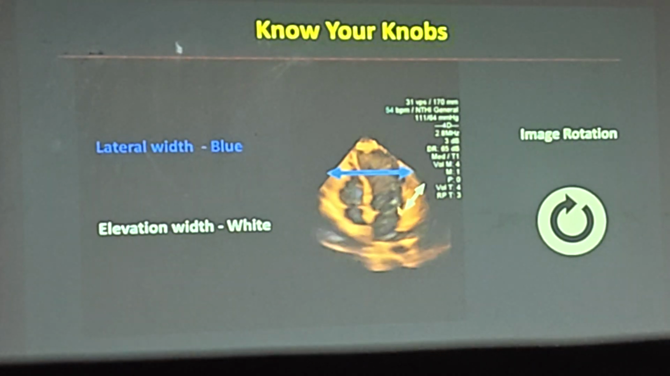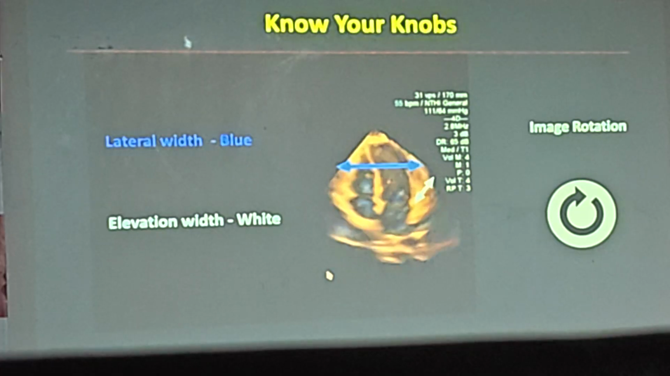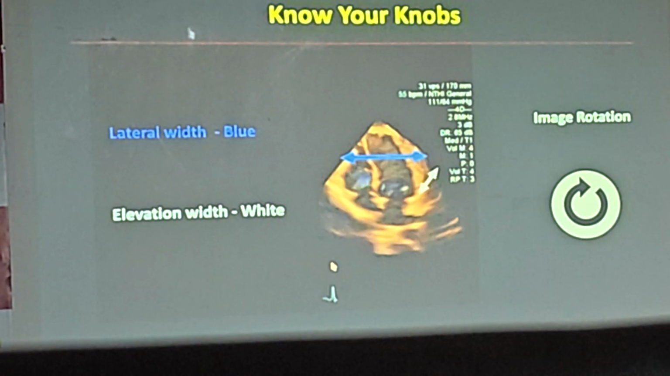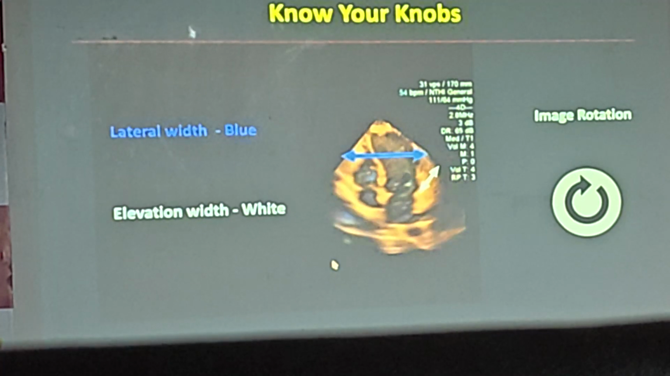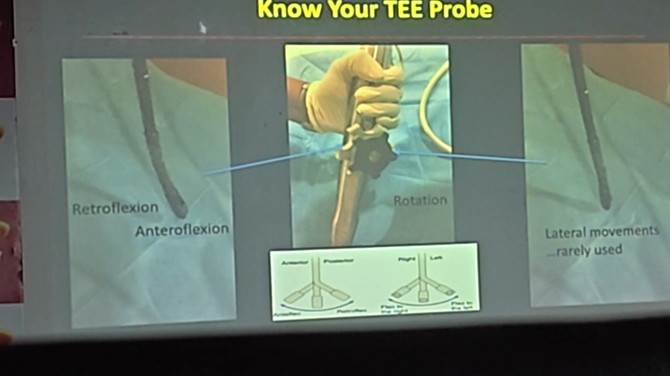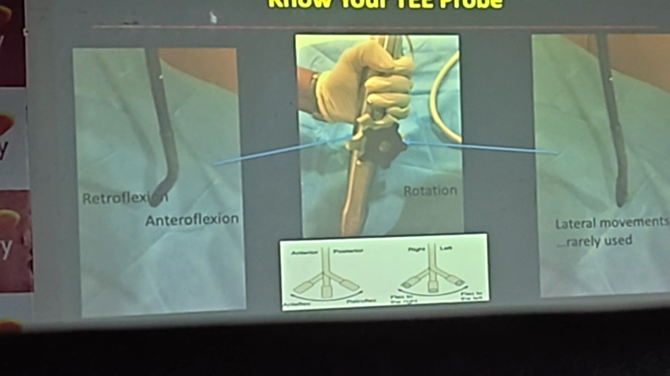So what lateral width is, that's the blue one. And when we talk about elevation, that is the depth. So you keep either decreasing or increasing, depending on what structure you want to see. And then you rotate the image to get to a certain point. And the probe itself, you have to understand the movements.